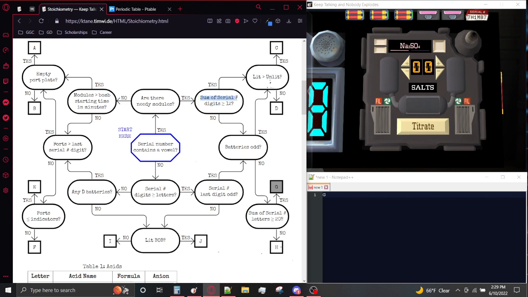Does the sum of the serial digits exceed 12? 7, 14, yes they do. So we're going to go down the no path. Is the number of batteries odd? That is false, so we're going down the yes path. Are there more lit than unlit indicators? That is false, so we're going down the opposite path, and we get Charlie for our second acid.